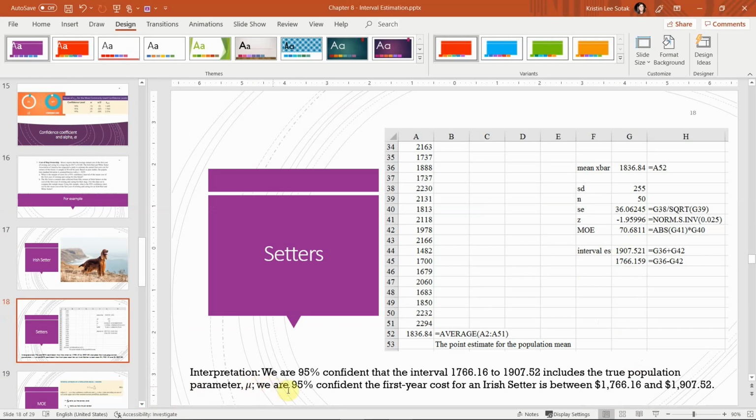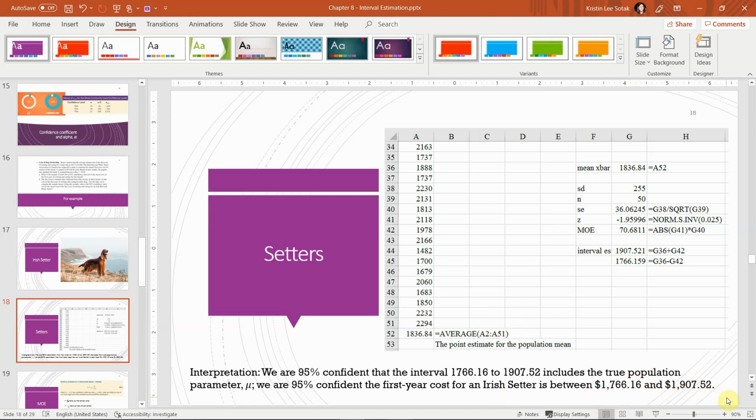Another way of saying it is we're 95% confident that the first year cost for an Irish setter, for the owner, is between $1,766.16 and $1,907.52. So that's what we're interested in knowing. We want to know how much it costs. Well, we are pretty certain, 95% certain, that the true cost of having an Irish setter, the average cost of it, is somewhere between this much money.